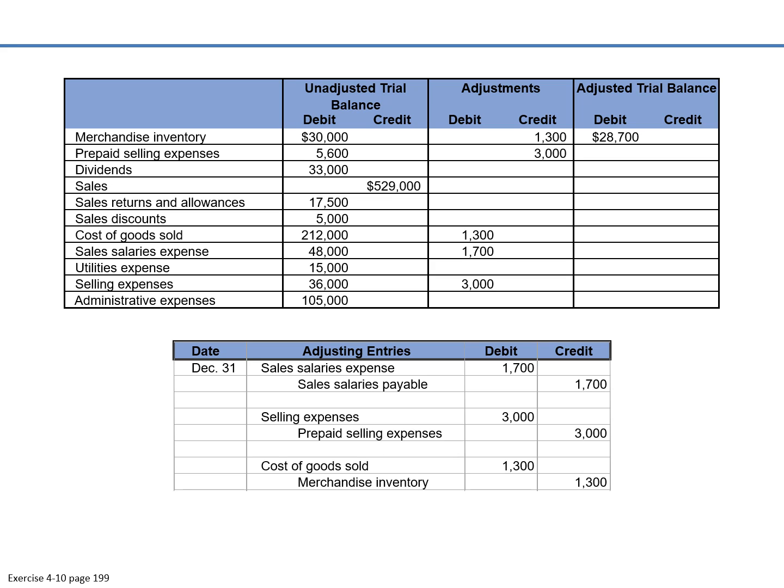We had a debit of $5,600. We posted a credit of $3,000. What's remaining is $2,600. Dividends didn't change. Sales didn't change. Returns and allowances, sales discounts, neither one of those changed. Cost of goods sold had a debit of $212,000 plus a debit of $1,300. Now we have $213,300. Salaries expense $48,000 plus another $1,700. Utilities didn't change. Selling expenses $36,000 plus $3,000, $39,000. Administrative expenses didn't change.